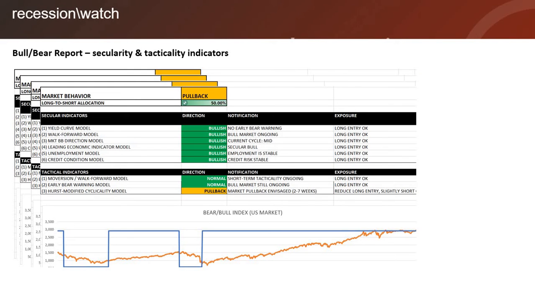This is a screenshot of the bull and bear report summary page. We can see here that the current behavior is a pullback. However, it is still a pullback that's part of a secular bull market, so it is truly bullish. The 6 secularity indicators indicate that we are all in bullish mode. However, there's a midterm pullback signal that was triggered by the Hearst modified cyclicality model here at the bottom. In this case, the recommendation is to reduce the long entry, and short entries are accepted.